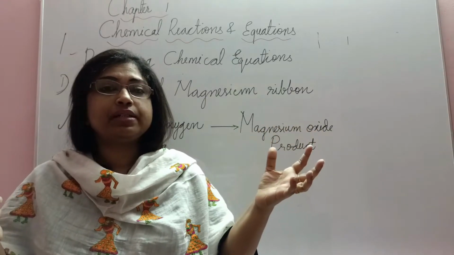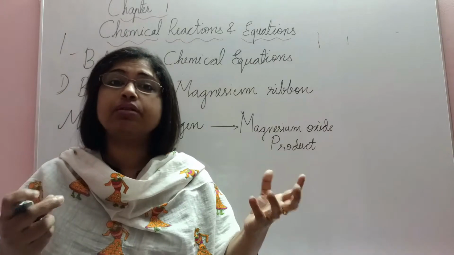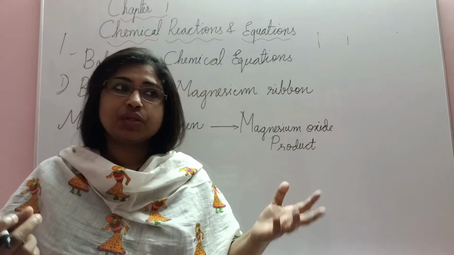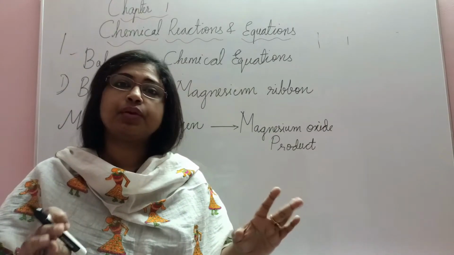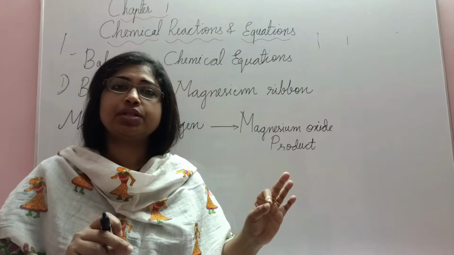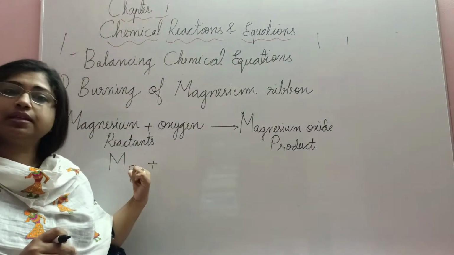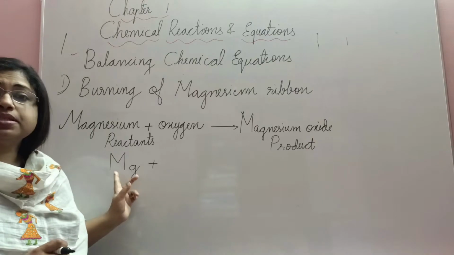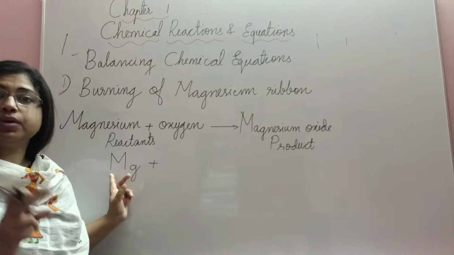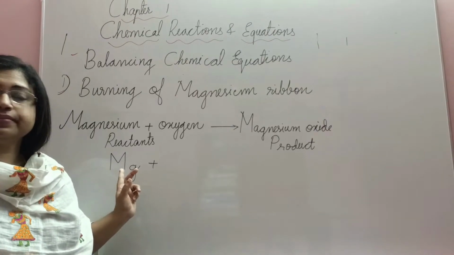The atoms of the metals are held together by strong metallic bonds. So we can consider them as monoatomic. In the case of monoatomic molecules, we need to put only their symbol. So this represents one atom of magnesium or 1 mole of magnesium.